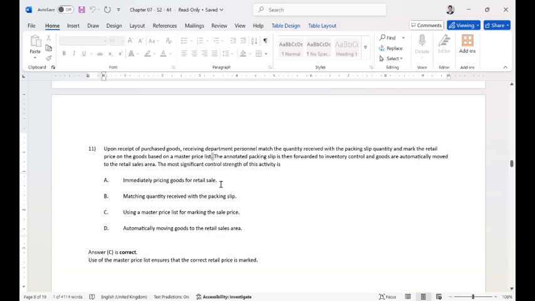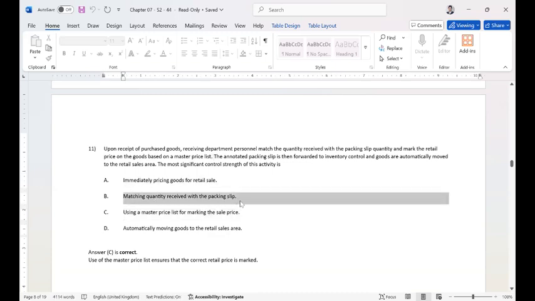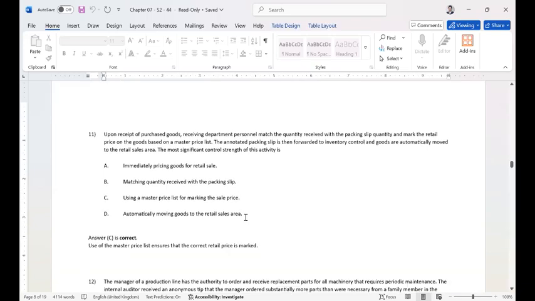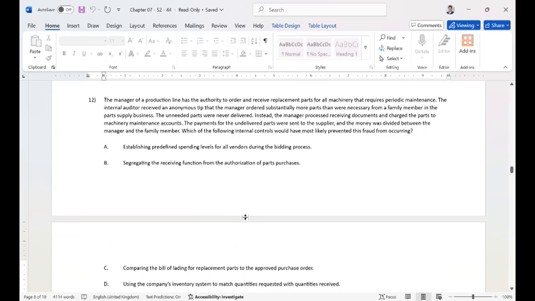Anyway, A and D are completely out, so it leaves only B and C. Out of this, as you said, the packing slip will invariably tally with the quantity received. More than that, I think a PO versus GRN check or GRN versus invoice check might make more sense. That leaves C. Question number 12.